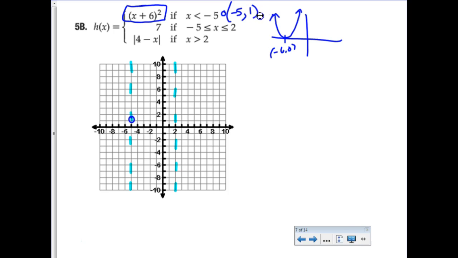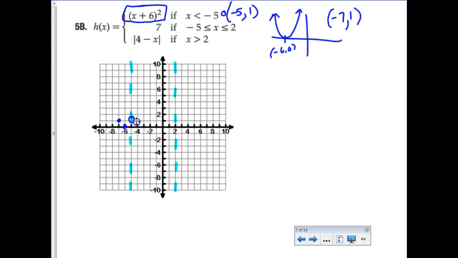So, don't we know negative 6, 0 being the vertex? Let's get one more ordered pair. Let's go negative 7. When you plug in negative 7, negative 7 plus 6 is negative 1. Negative 1 squared is 1. So when you don't have a linear function piece, I suggest you do more than 2 ordered pairs. I would do a couple more ordered pairs, so I would do like 3, 4 even.